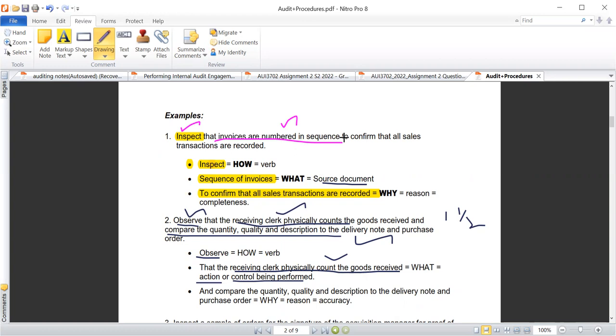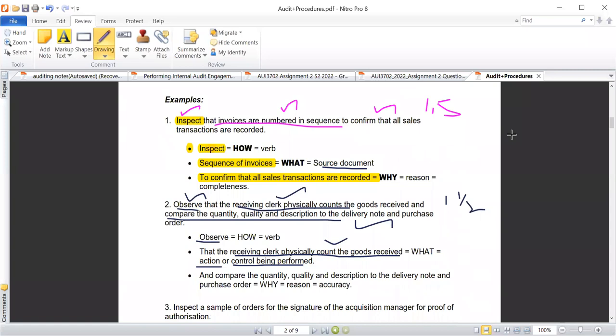As long as you omit the why part, which is to confirm that all sales transactions are recorded, guess what happens? You lose all the marks. But if you give them the why part as well, guess what? You get the full mark, which is 1.5, for each of the procedures you're going to give. So if you give maybe two procedures for each of those audit objectives, it optimizes your chances of getting full marks for that particular question, right? So that is the whole ideology behind this. I'm not going to take too much explanation on this, but pretty much that's what you are supposed to do for the second assignment.